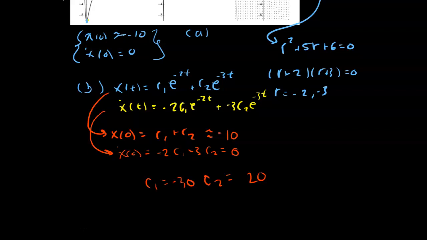We use this to solve the initial value problem. So we could, if we wanted to, sort of finish out and say, that tells me my x of t is in fact negative 30 e to the negative 2t plus 20 e to the negative 3t, etc.